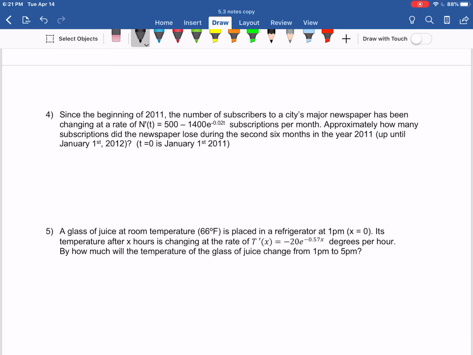Number 4. Since the beginning of 2011, the number of subscribers to a city's major newspaper has been changing, not at a constant rate, but at the rate of 500 minus the function you see there, in subscriptions per month. Approximately how many subscriptions did the newspaper lose during the second 6 months in the year of 2011? That is going to take you from the end of the 6th month to the end of the 12th month. And so we're going to integrate our function from 6 to 12, okay?